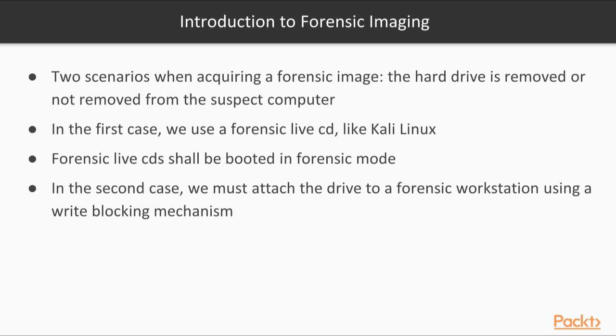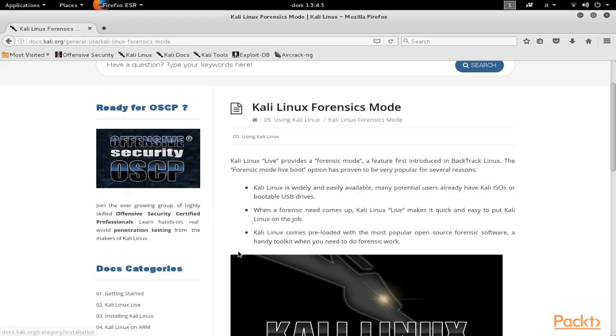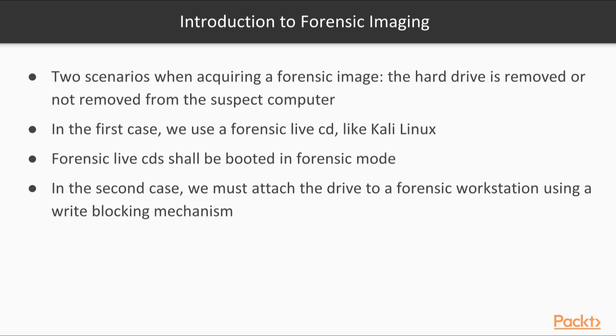The first case, which is for example when a hard drive could not be physically removed, or during incident response, we must use a forensic live CD, like Kali Linux, to acquire an image. A live CD shall be booted to the so-called forensic mode that prevents the OS from automatically mounting any attached drives and does not make use of the swap partition when booting. If you want more information about the Kali Linux forensic mode, refer to the official documentation on the Kali Linux website.